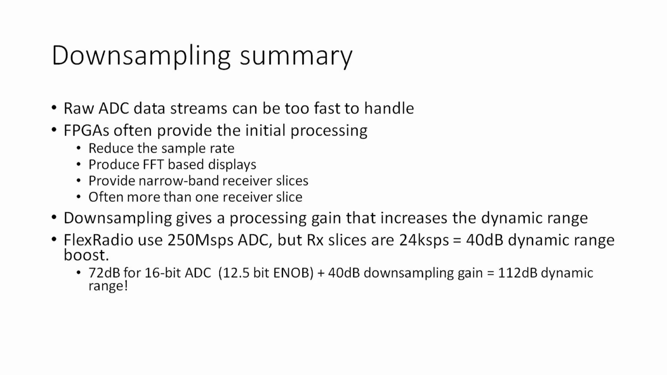So a 16-bit ADC is typically 12.5 effective bits, 72 dB range, plus 40 dB of sampling gain, and you get around 112.